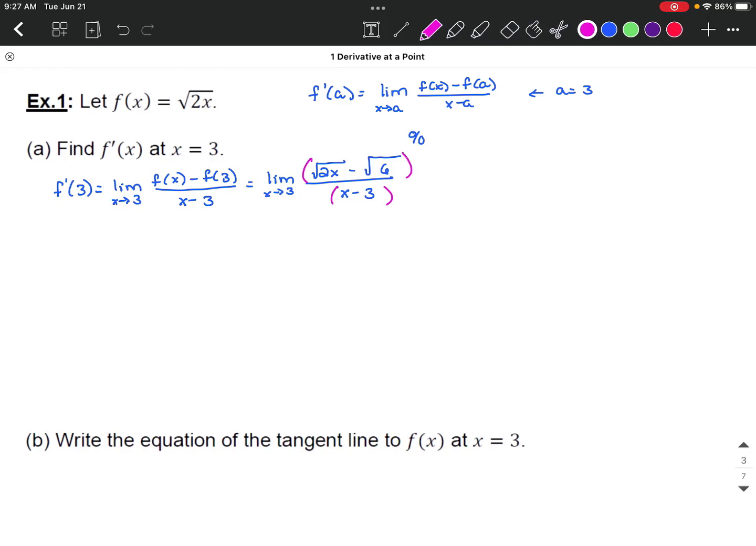This does not look like something I want to factor. So instead of factoring, let's rationalize the numerator. So to rationalize the numerator, we multiply the top and bottom by the conjugate, the square root of 2x plus radical 6.